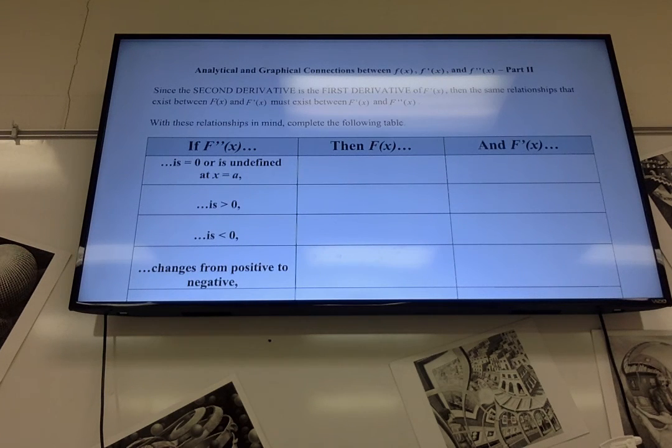The second derivative is the derivative of f prime of x. And so therefore the same relationship between f and f prime of x is the same as f prime of x and f double prime, because we're just taking the derivative again. So if f double prime of x is 0 or is undefined, what does that tell you about the original picture?